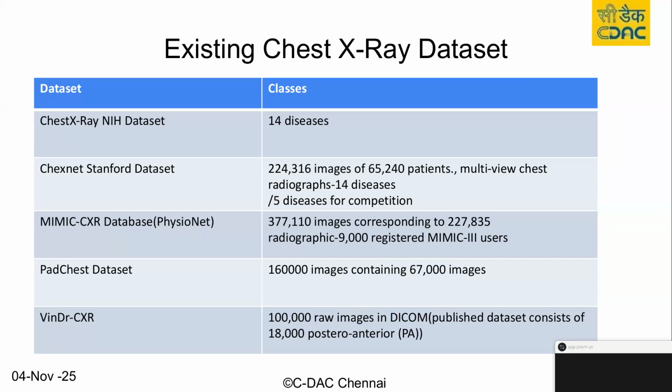Another dataset is the MIMIC-CXR dataset, which has 3,77,110 images. But it is again somewhat proprietary. I think only people who have completed some radiology course or some course prescribed by PhysioNet can access this.